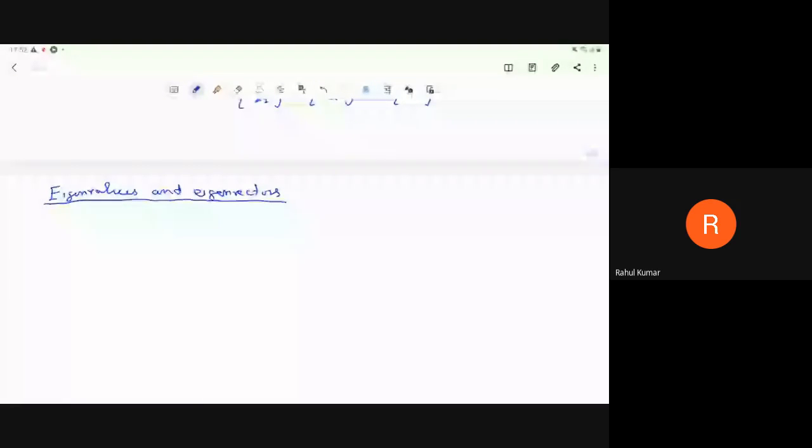Okay. So, the definition of eigenvalue for a square matrix. Suppose A is a square matrix of order n cross n. Then a number lambda is an eigenvalue of A if there exists a non-zero vector x that satisfies this equation. Lambda is a number, x is a non-zero vector.